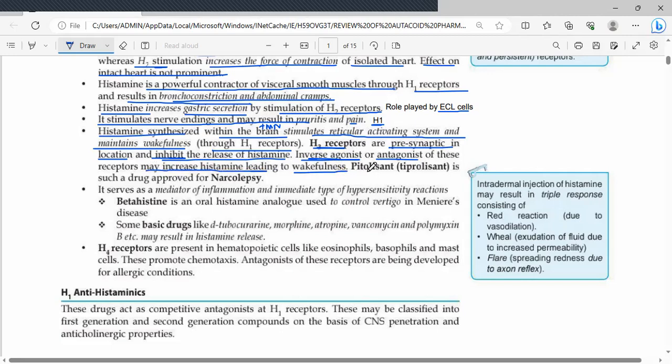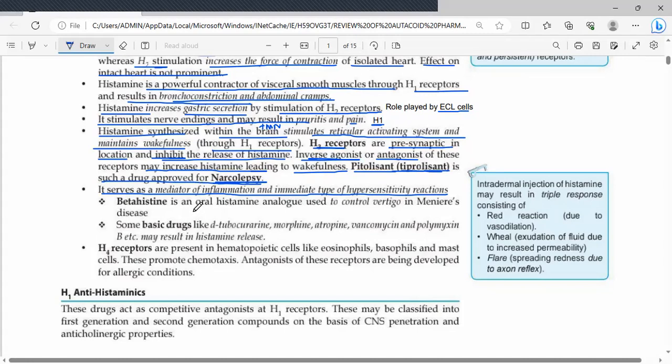So we have a drug known as pitolisant, or the same drug is also called tiprolisant, which was developed, I believe, in the year 2016, and is a drug approved for narcolepsy. So patients who have narcolepsy can be treated using that H3 receptor inverse agonist. Now, histamine also serves as a mediator of inflammation and the immediate type of hypersensitivity, the type 1. Okay, so release of histamine is either immunological, chemical, or mechanical.